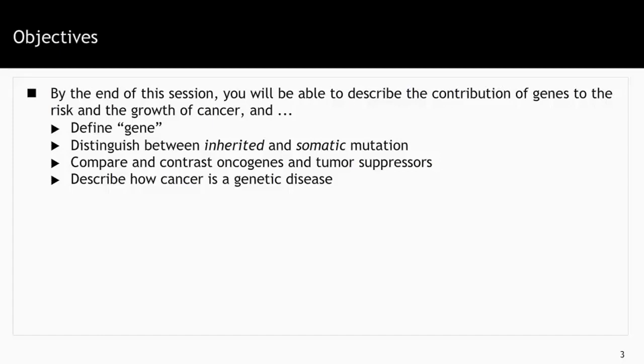By the end of this session, you'll be able to describe the contribution of genes to the risk and growth of cancer. You'll be able to describe what a gene is, distinguish between inherited and somatic mutation, and compare and contrast oncogenes and tumor suppressors. You'll be able to use all of this information to then describe how cancer is a genetic disease.